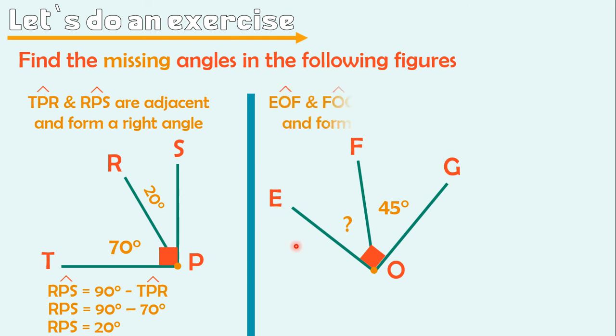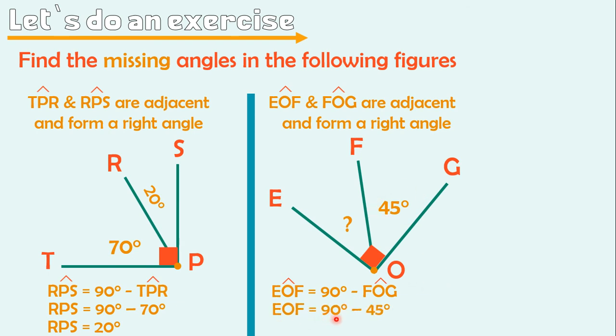Let's see this figure. The angles EOF and FOG are also adjacent. Why? Because they have a common vertex O and a common side FO in between them. And they form a right angle. So the angle EOF, this angle which is missing, equals 90 degrees minus this angle which is known. So EOF equals 90 degrees minus 45 degrees. So EOF equals 45 degrees.